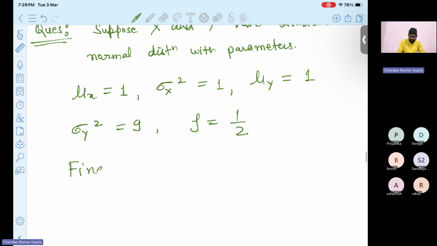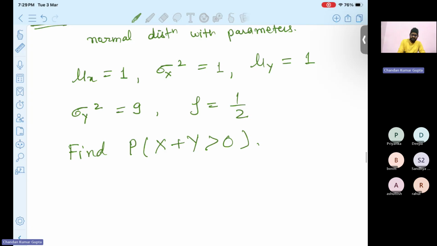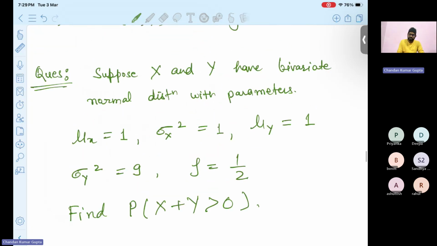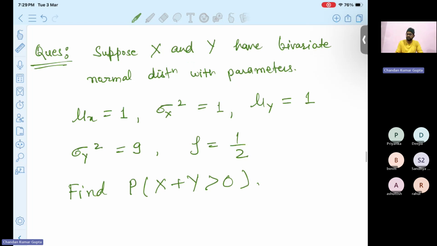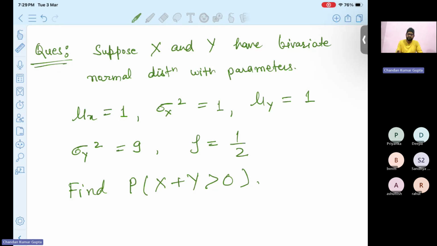Now the question is: find the probability that x plus y is greater than 0. So can anyone tell me how to proceed? We are given a bivariate normal distribution, and there are 5 parameters in the bivariate normal distribution. We are given all those 5 parameters as well. Now we need to find the probability that x plus y is greater than 0. Can anyone tell me how to proceed, or what the concept behind this question is?